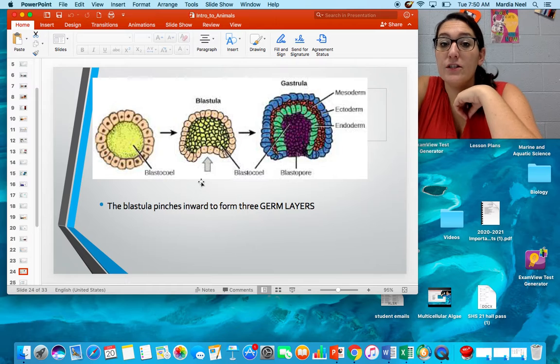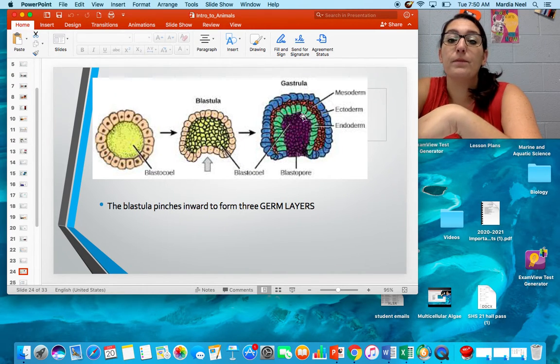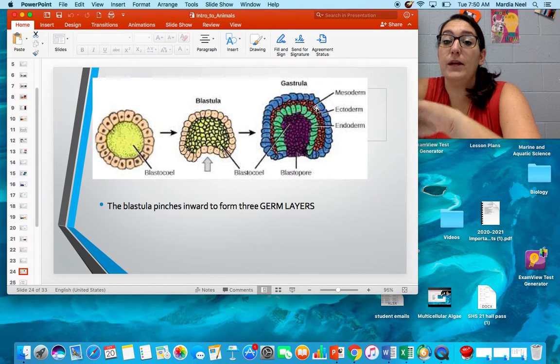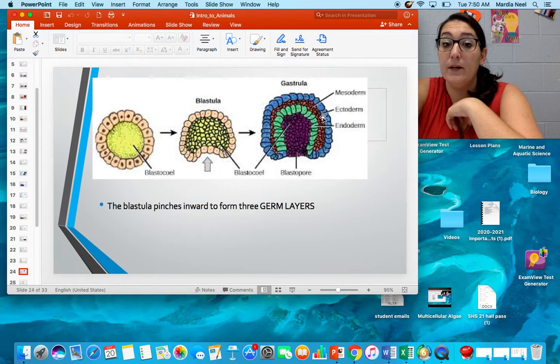Then this blastula starts to pinch inward. And when it pinches inward, it forms germ layers. And we have three germ layers. The mesoderm is the middle. The ectoderm is the outside, like you're going to exit the building. The endoderm is the inside.